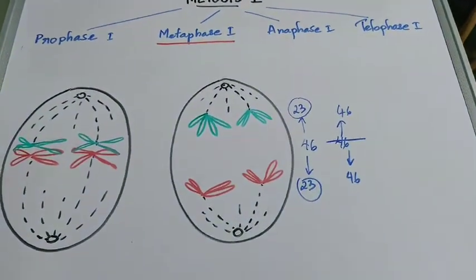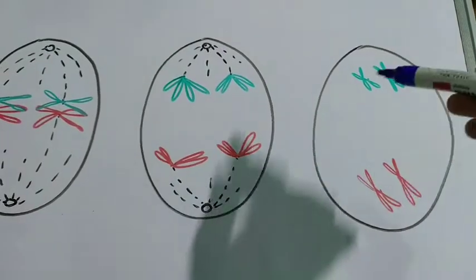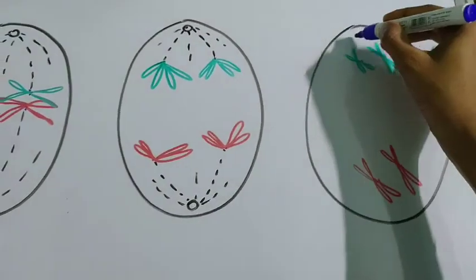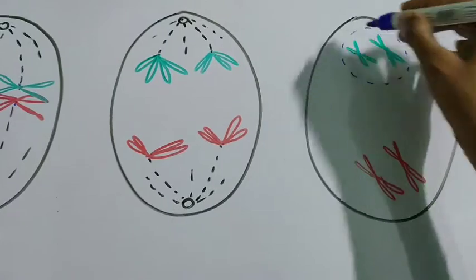Okay. Now in the telophase, finally the chromosomes have reached the opposite poles. The nuclear membranes start appearing around them.